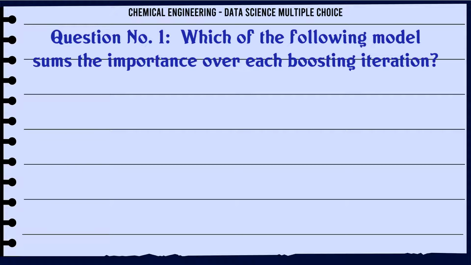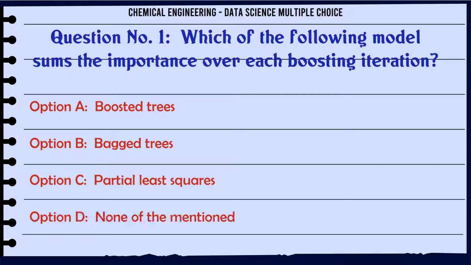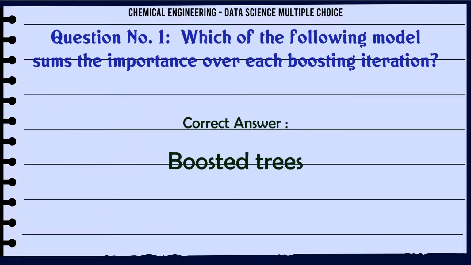Which of the following model sums the importance over each boosting iteration? A. Boosted trees. B. Bagged trees. C. Partial least squares. D. None of the mentioned. The correct answer is boosted trees.